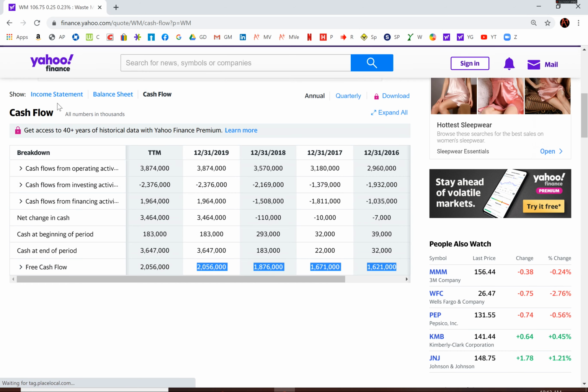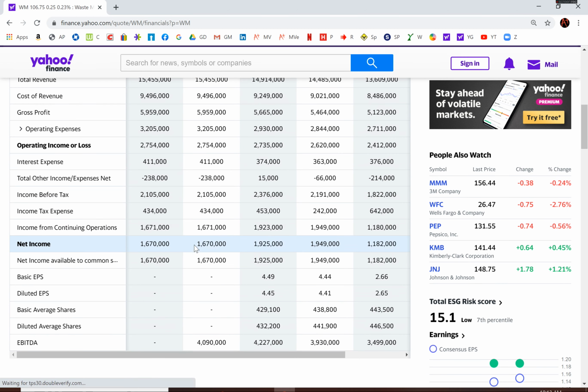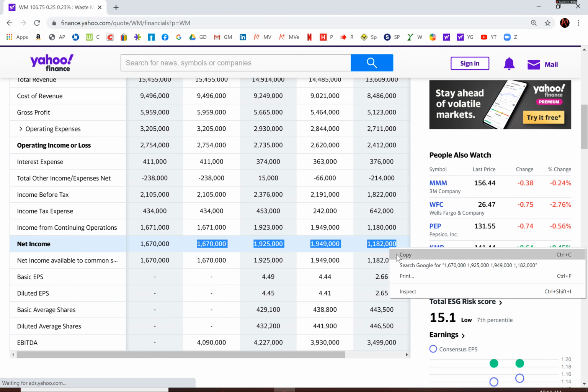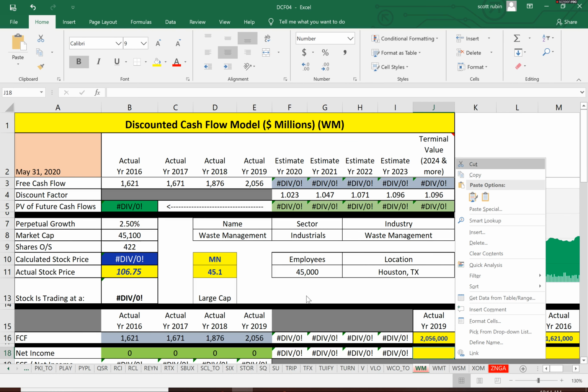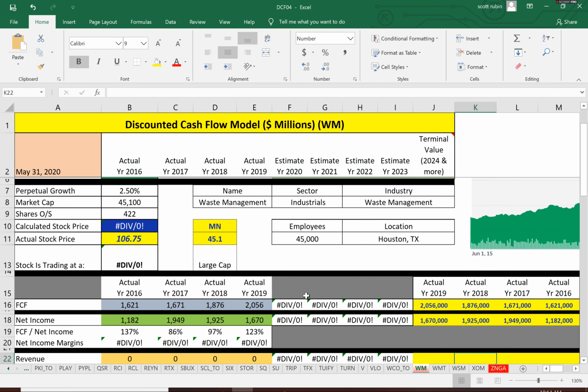Next we need net income, which is on the income statement, and that's the profit and loss. And last, we need revenue.